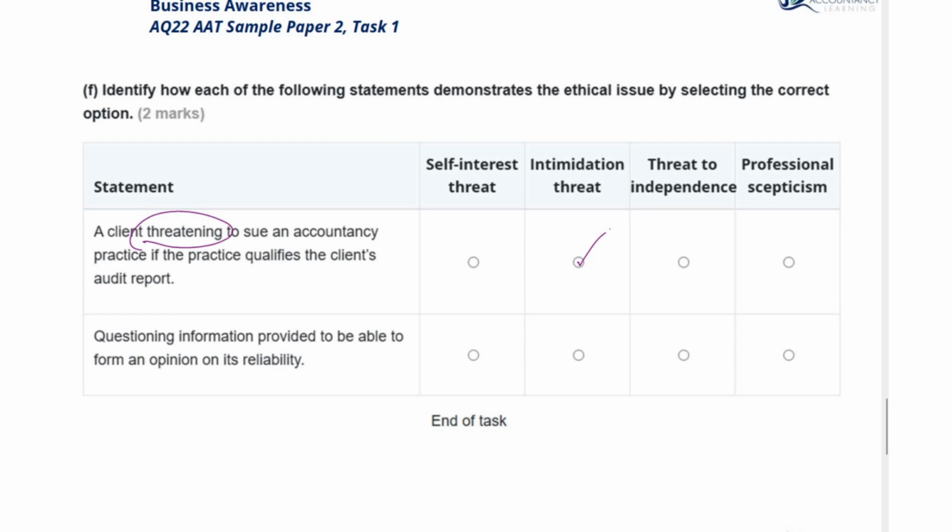Questioning information provided to be able to form an opinion on its reliability. So we are questioning things. So is this right? Looking at it with a critical eye and being able to say, yes, this is right. So therefore, we can rely on these financial statements. That is going to be professional skepticism. So with finishing that task, we are now at the end of task 1.